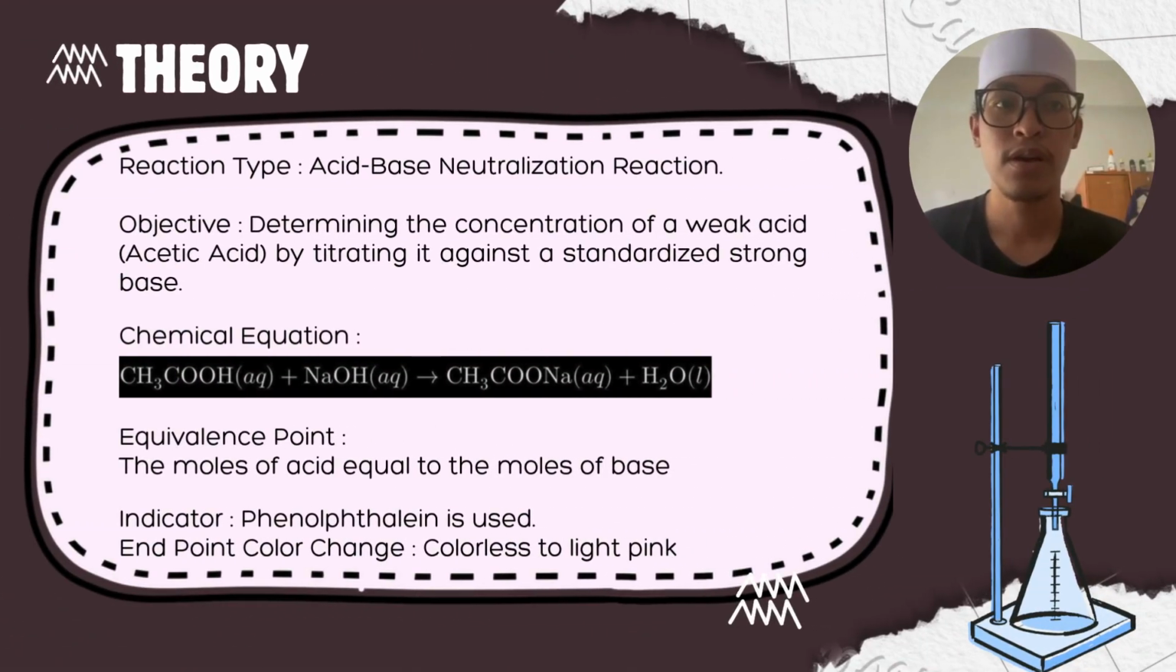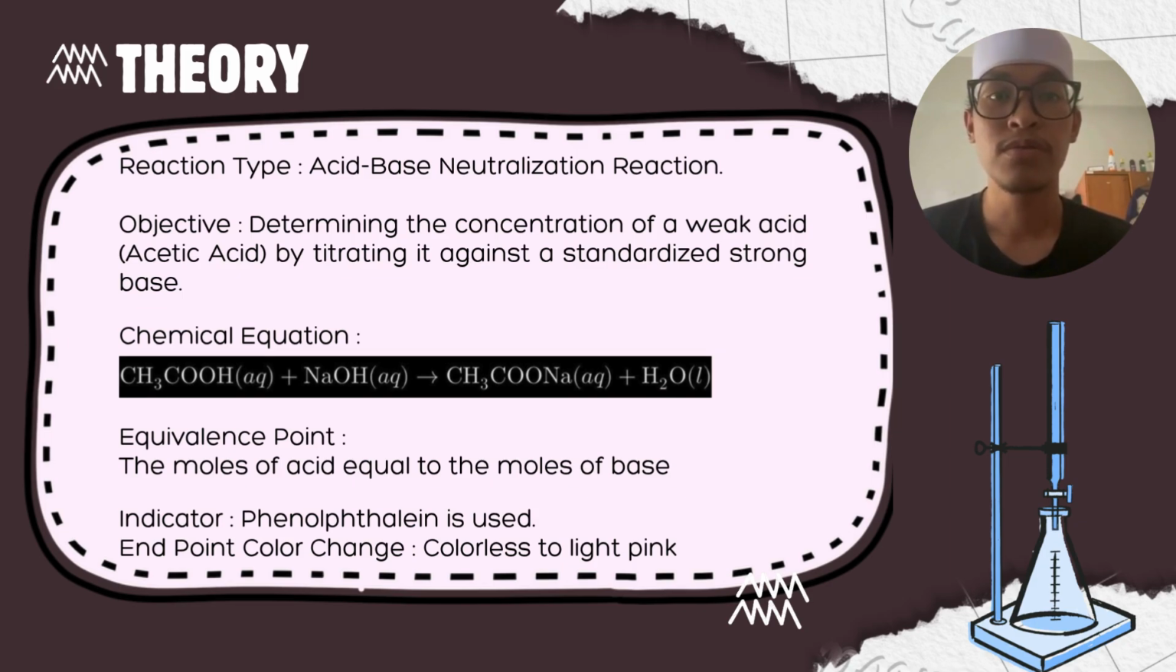Hello everyone, today I'll be walking you through the chemical theory and calculations behind our experiment. As you can see in this slide, our core objective is to determine the exact concentration of acetic acid, which is a weak acid found in standard vinegar, by titrating it against a standardized strong base, sodium hydroxide. This is a classic acid-base neutralization reaction governed by the chemical equation as shown in the slide.